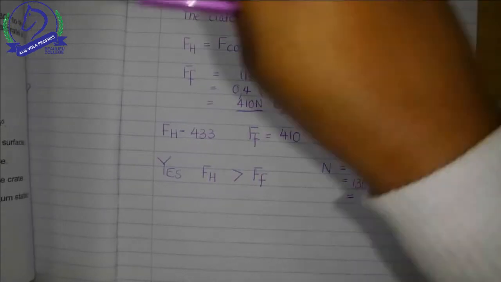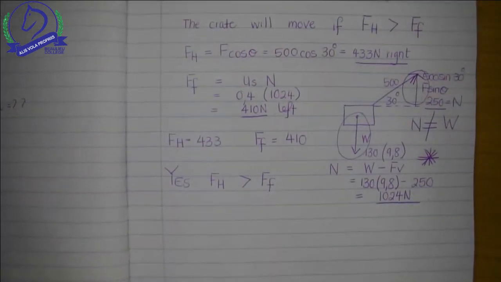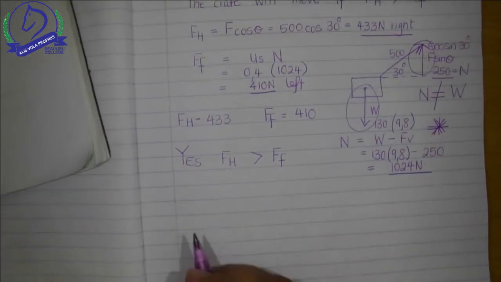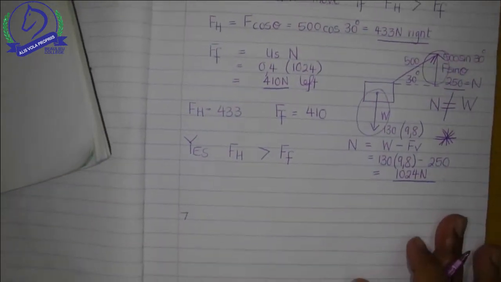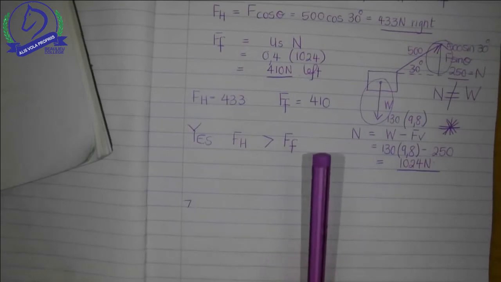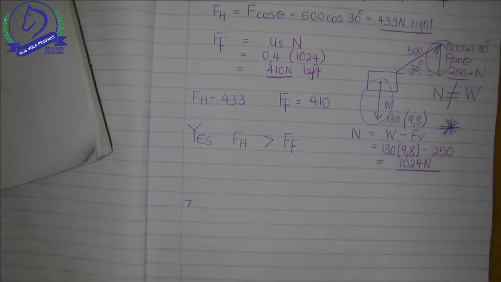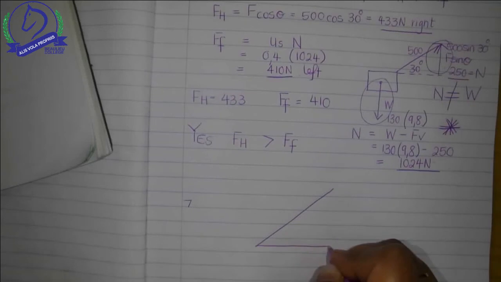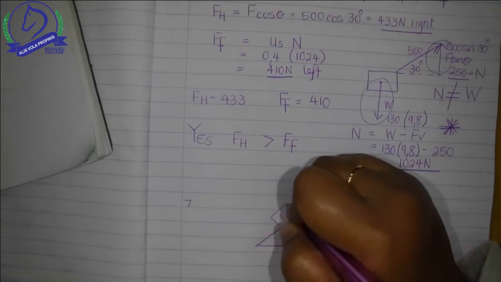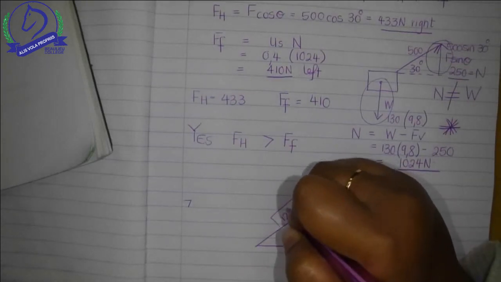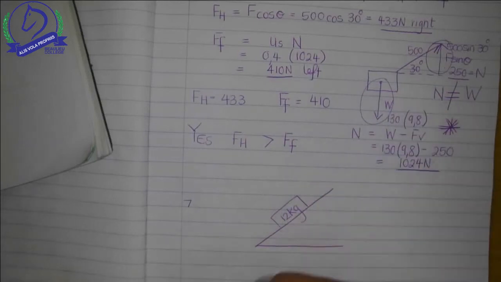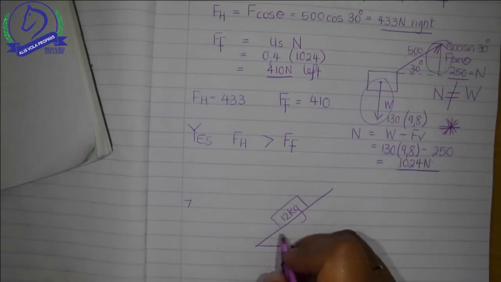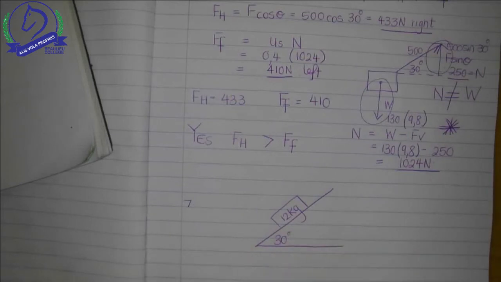We'll just now move on to question number 7. Question number 7, also an interesting question. We now have a 12 kg block. So let's put a picture. You've got the 12 kg block and it's on a slope. So there's my 12 kg block. It's on a slope and it's at an angle of 30 degrees.